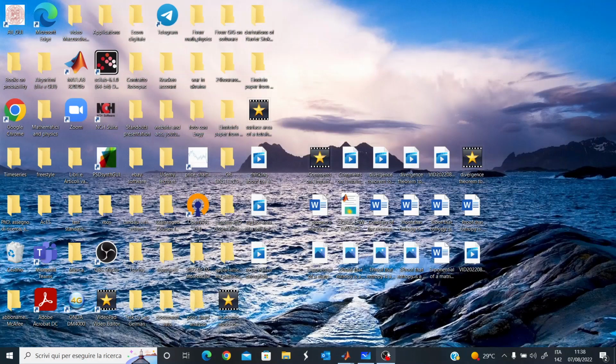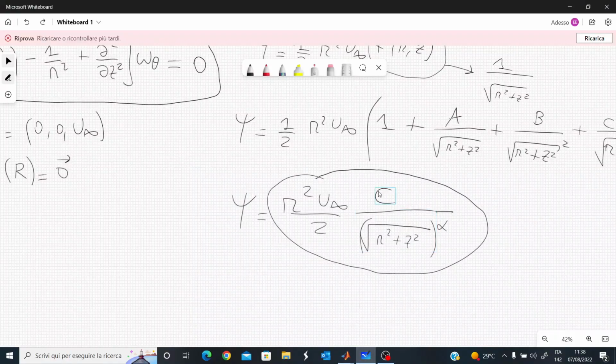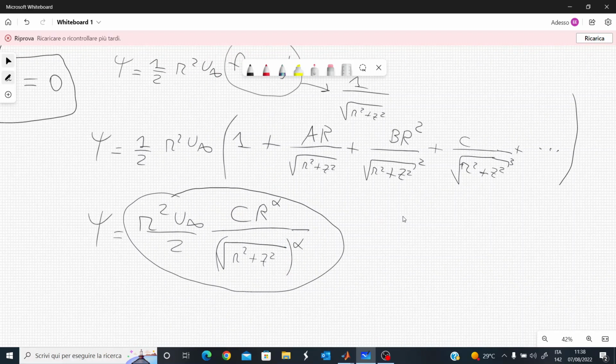Let me see if I have put it there. My expression, no, so I could have also rewritten this as c r to the alpha. It's really the same. So for example, here also I could have put r, then here I could have put r squared to normalize my expressions. It means that in this case, A, B, and C are dimensionless constants, and here I have r cubed. This is not really important. Those are just constants. R is a constant and it doesn't really matter.